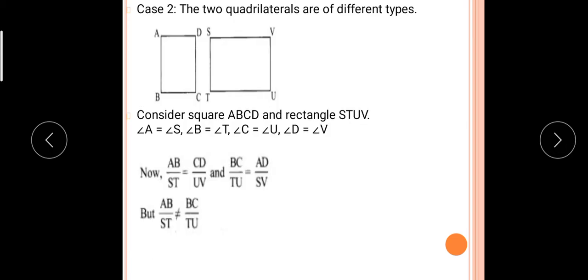Similarly, two quadrilaterals of different types. It means that maybe their angles are equal. A is equal to S, B is equal to T, C is equal to U and D is equal to V. But AB upon ST is not proportional to BC upon TU. So they are of different types.